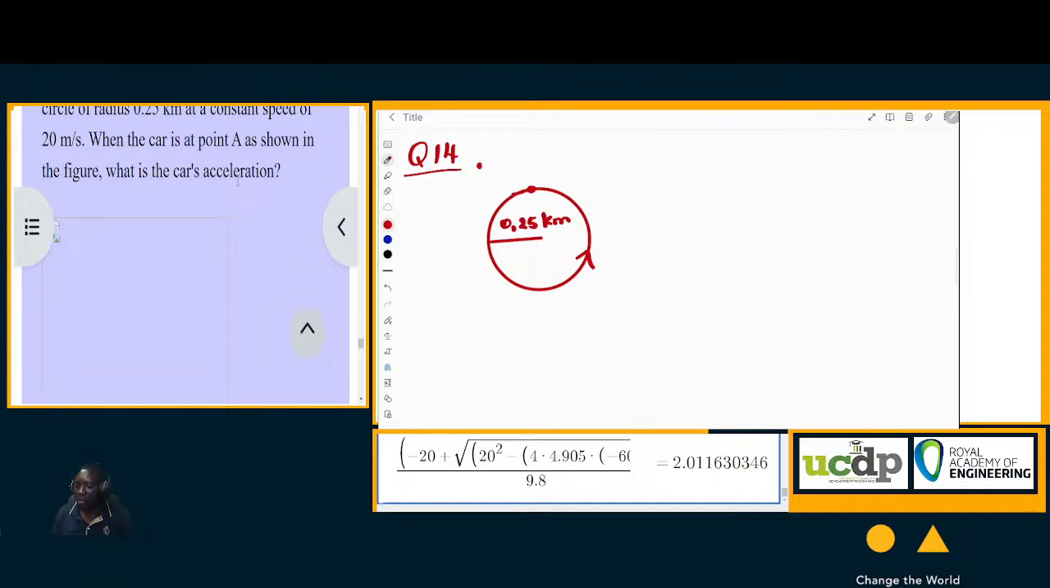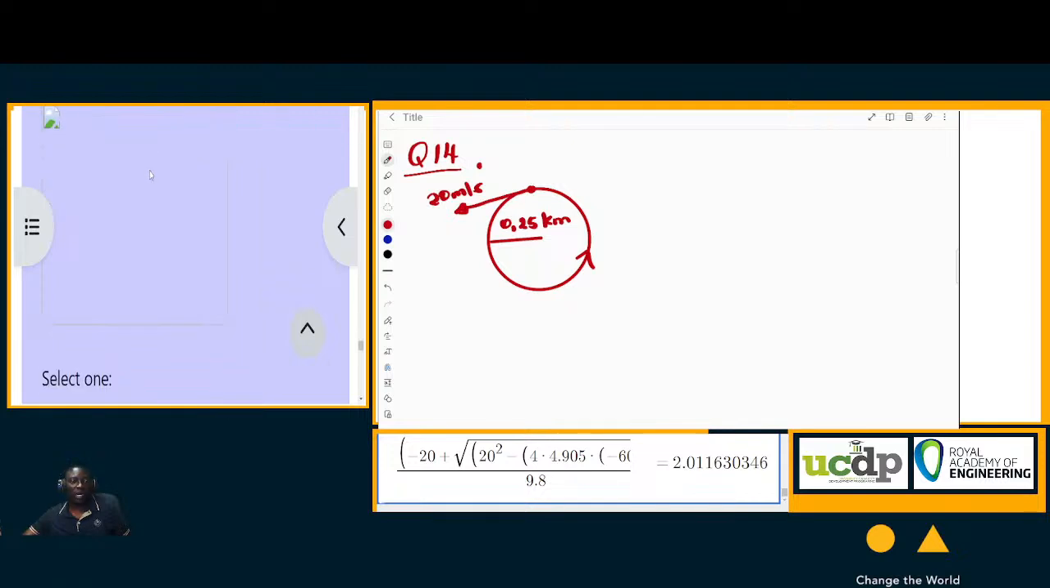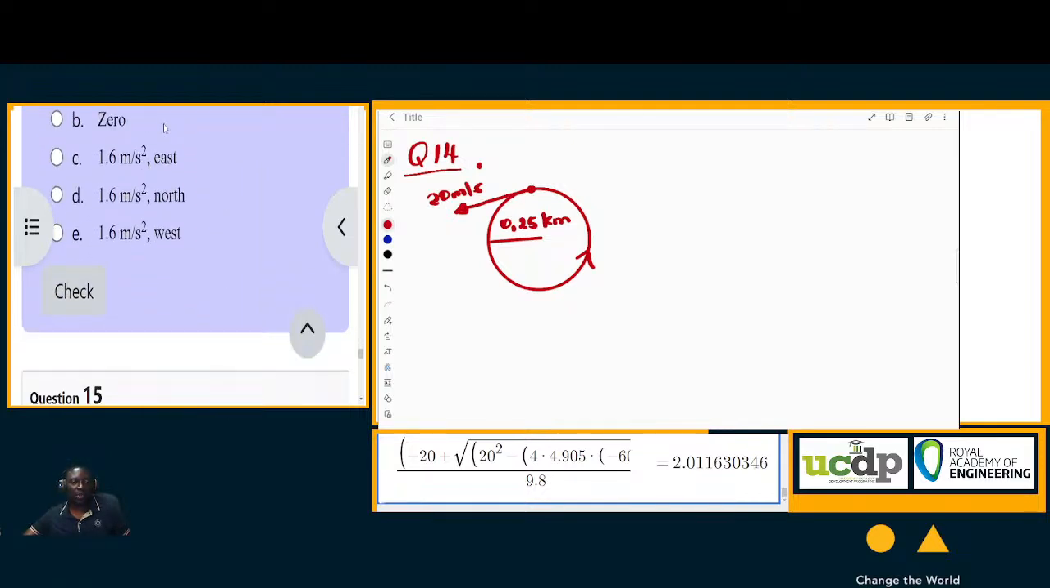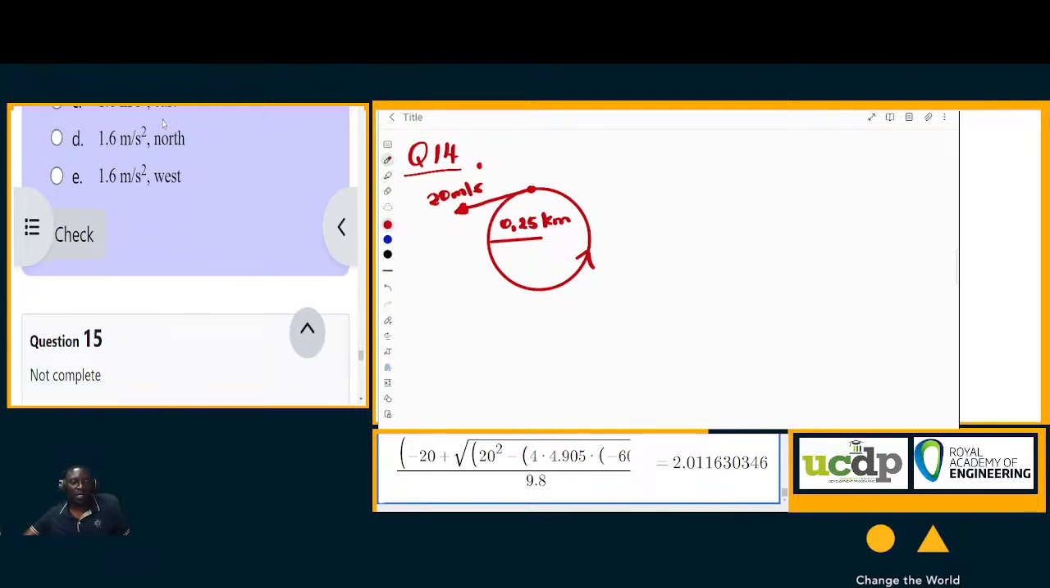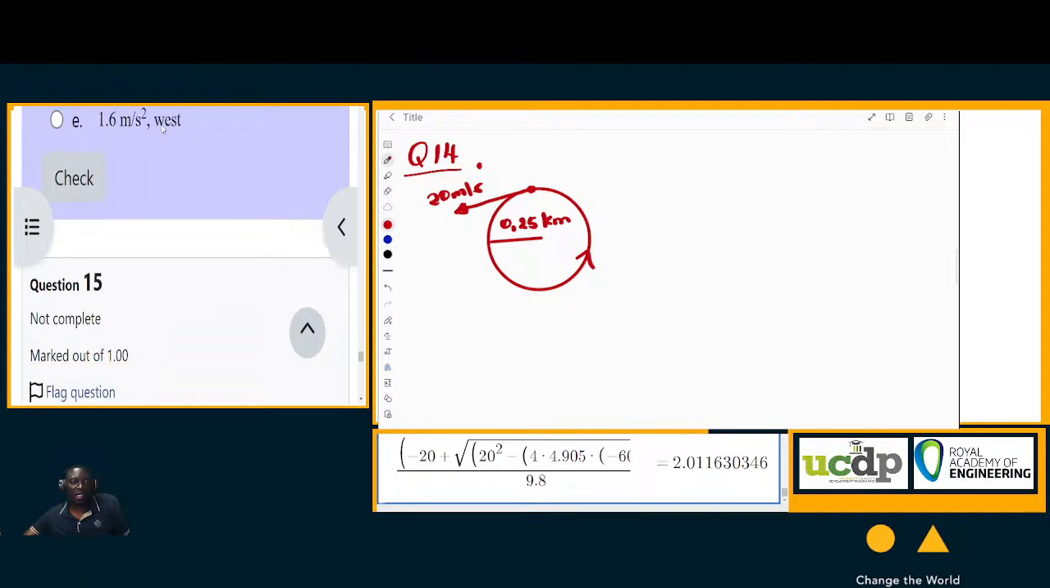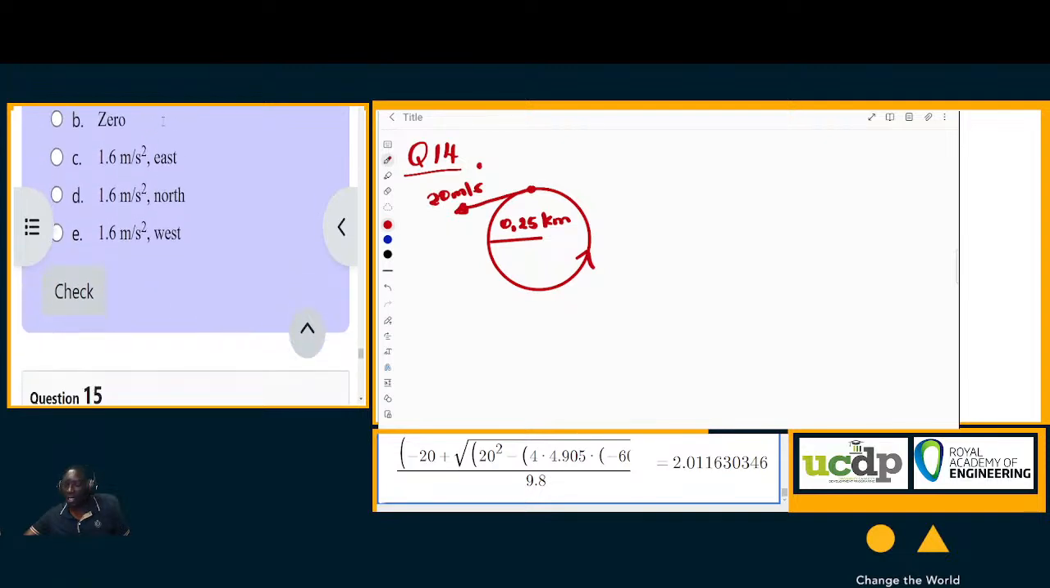The speed is 20 meters per second. The speed is linear speed, so it's tangential to the path in the circle. When the car is at point A, as shown in the figure, what is the car's acceleration? Now, I don't know where point A is, but I'll have to figure out what the question wanted us to find.